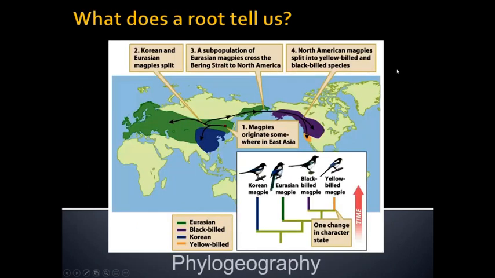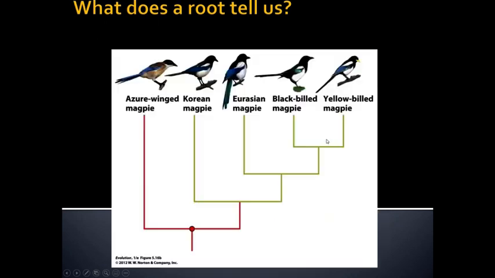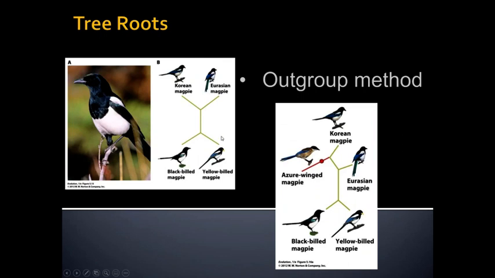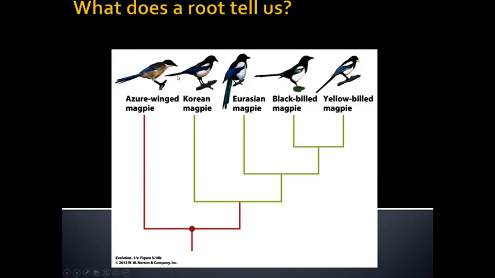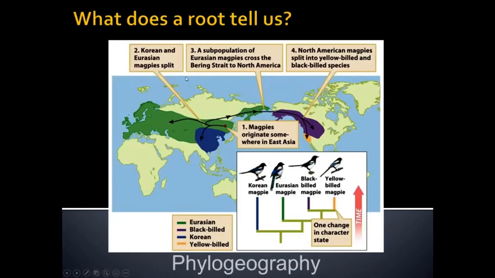And we could even use it to help us understand characters that look at distribution, for instance. So where do I find organisms? So if the black and yellow-billed magpie are North American in distribution, I know that the group originated in Asia and then migrated into North America. If, however, when I did the root it came out on one of these branches, in the ones that live in North America, then these would be more recent events, and the group would have originated in North America and migrated out and expanded into Asia. So that's one reason why roots are important.